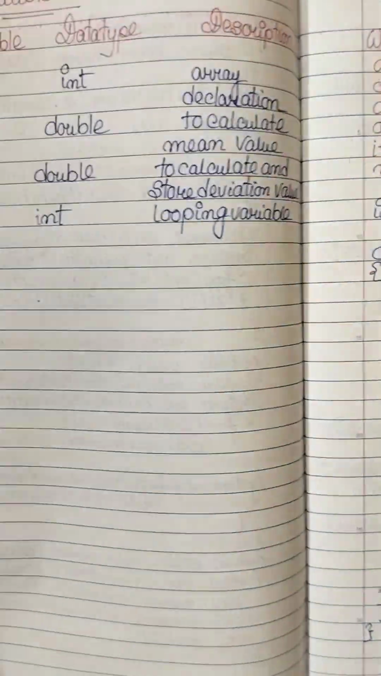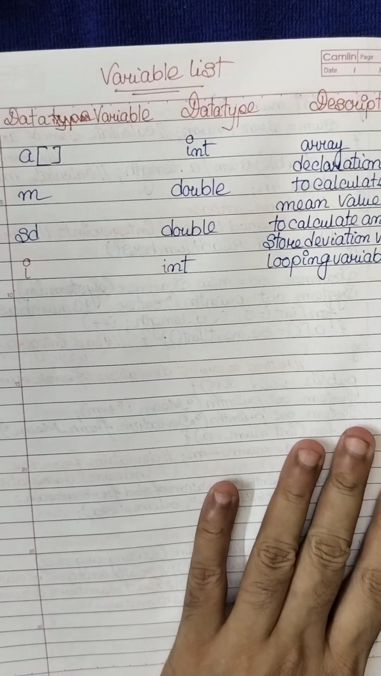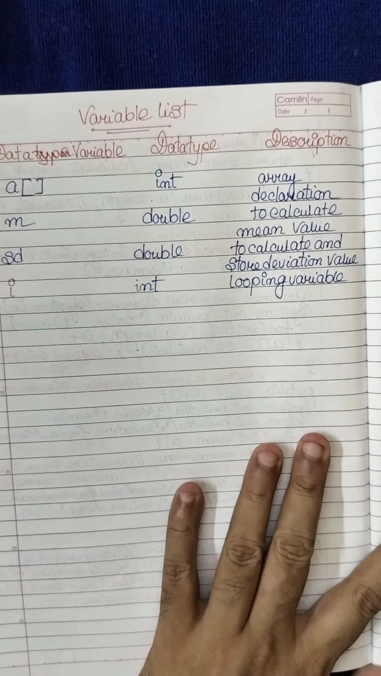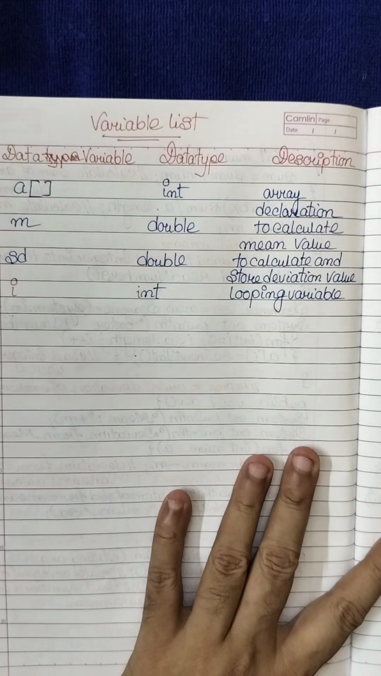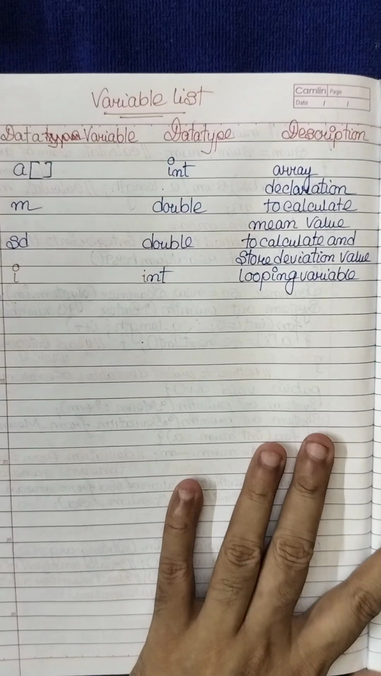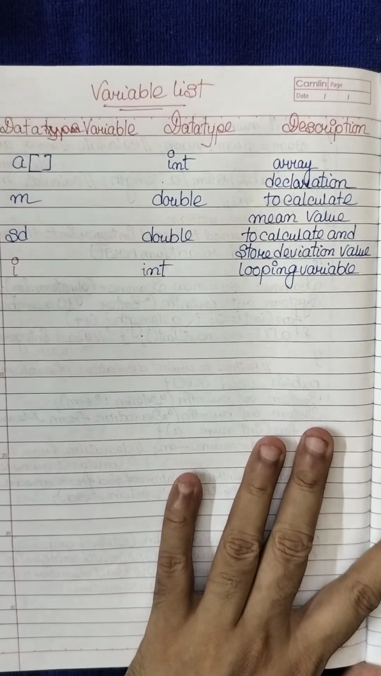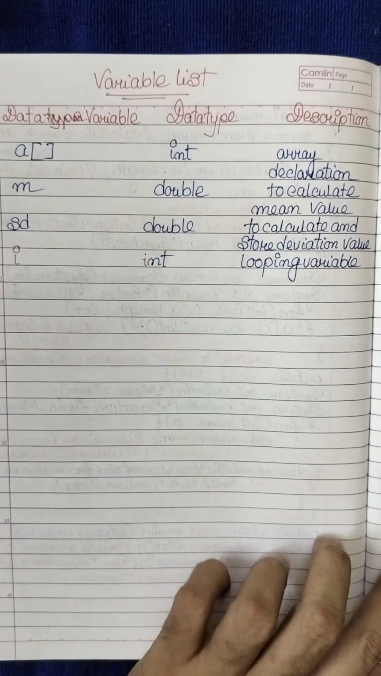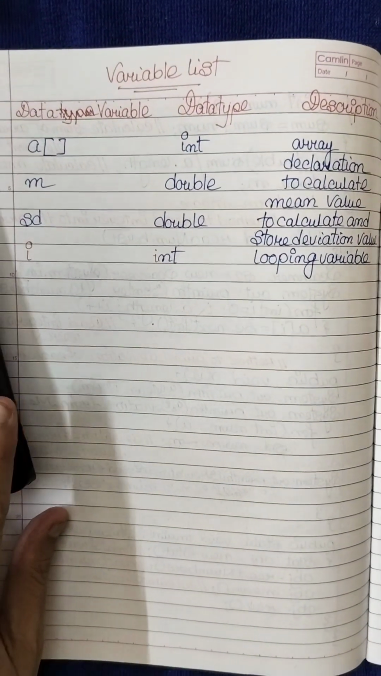The variable list has the variable name, variable data type and description. a is an int array declaration. m is double, to calculate the mean value. sd is a variable with data type double, to calculate and store the deviation value. i is an integer, the looping variable. So friends, I have already given you the program along with comment lines and also the variable list.